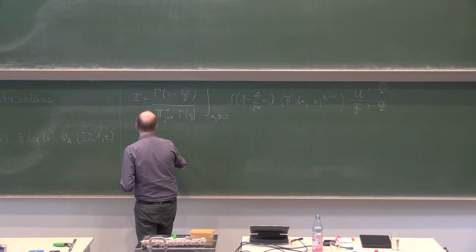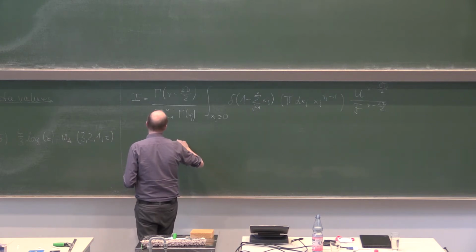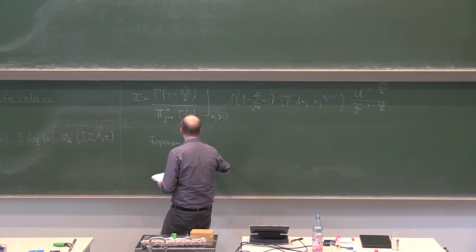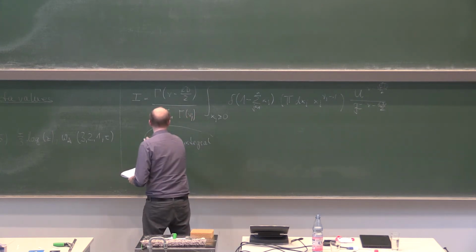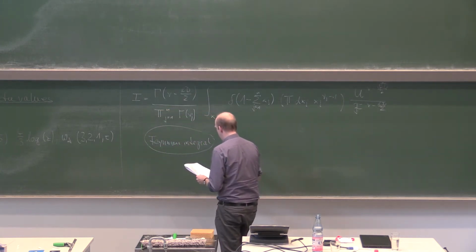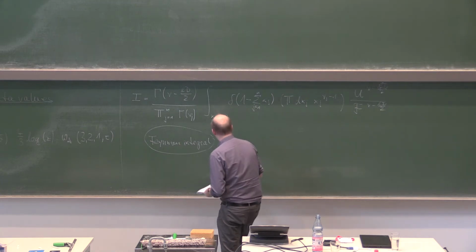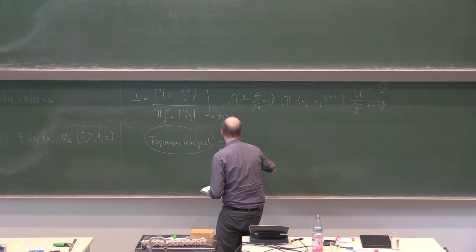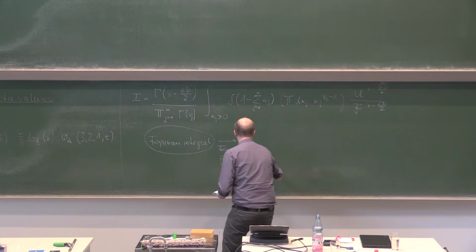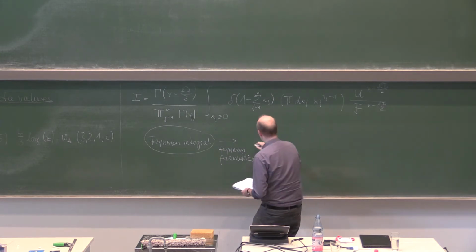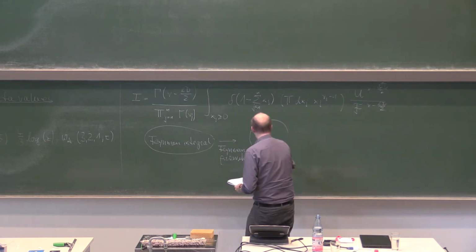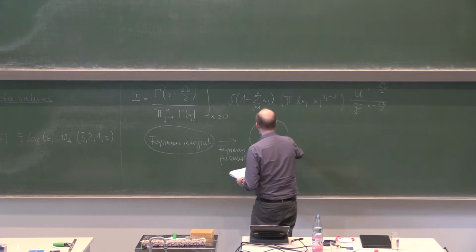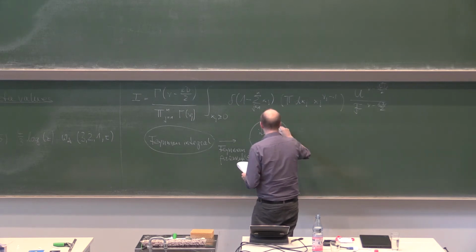We have a Feynman integral, and then we take the Feynman parametrization, and this will lead to a type of iterated integral.